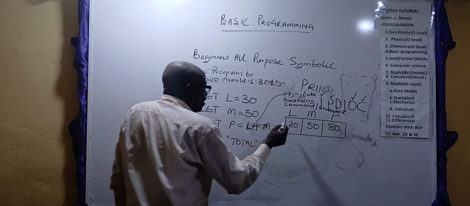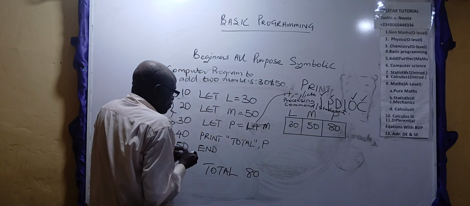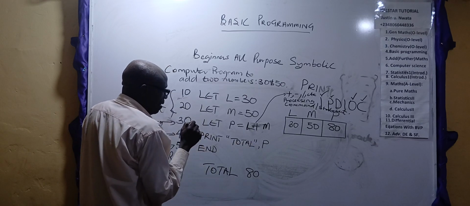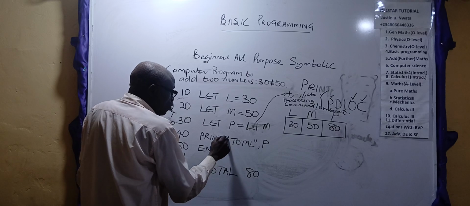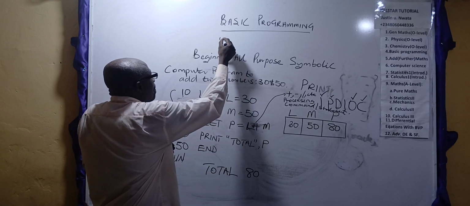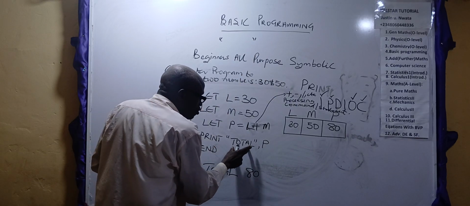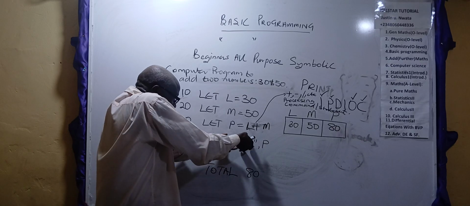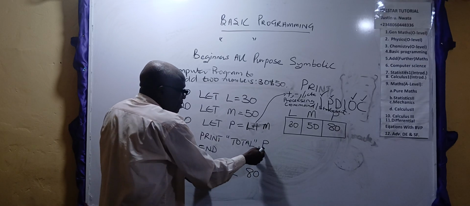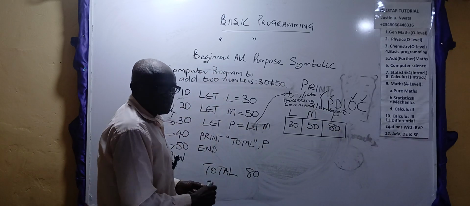If you keep this L and M and put it in location address P, then the next instruction waiting for you is: print total P. Because this total, you put it in quotation marks, it's not going to touch anything here. What the computer is going to do is copy and paste. You carry this total inside here and drop it for you. They go to location address P and look for what is in location address P, which is 80. Now print 80 for you. That's the end of the program.